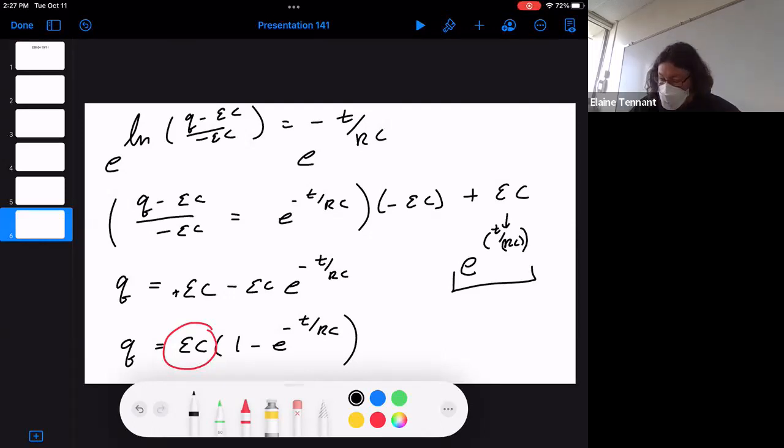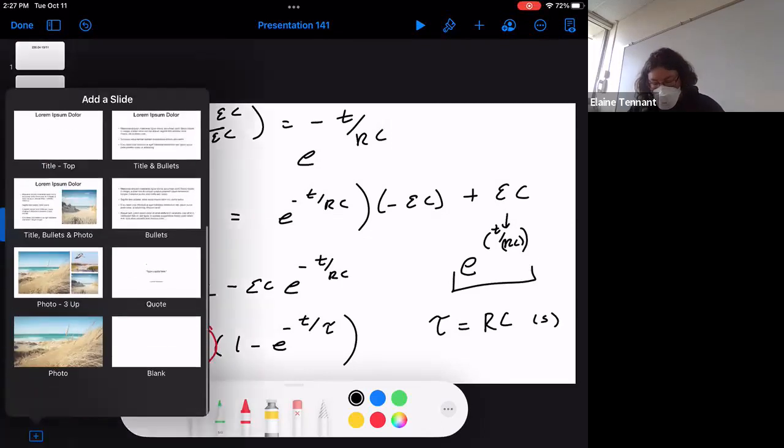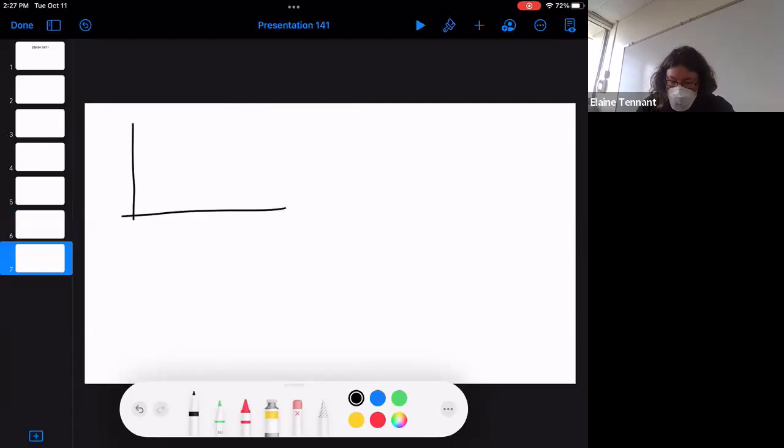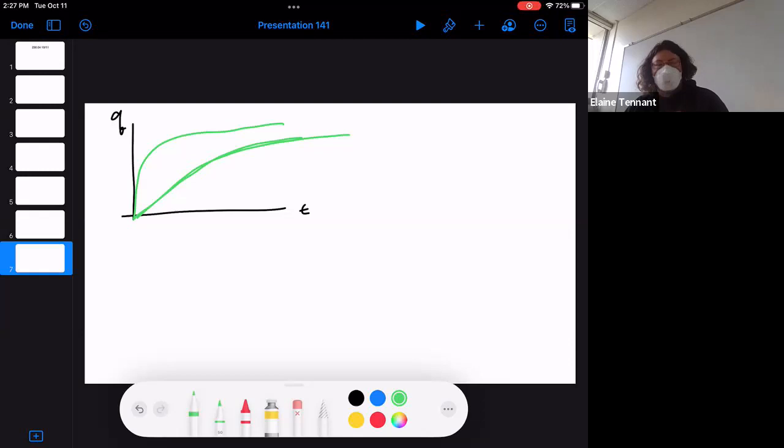So we call RC a time constant. It's got units of seconds. And you usually just refer to it with a Greek letter tau, where what that tells you is how steep or shallow your exponential is going to be. So this is whether you have a curve that looks like this or a curve that looks like this. Like, how quickly is that capacitor going to charge? Now, does that kind of make sense?